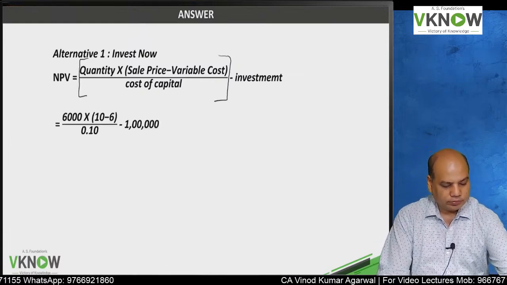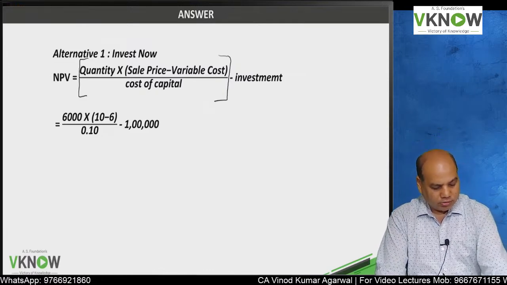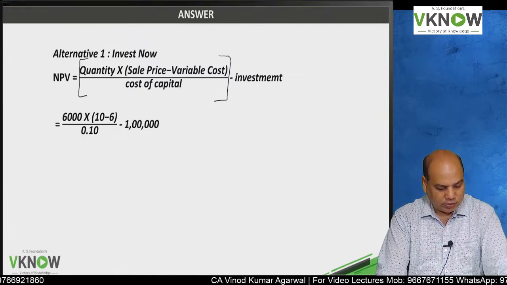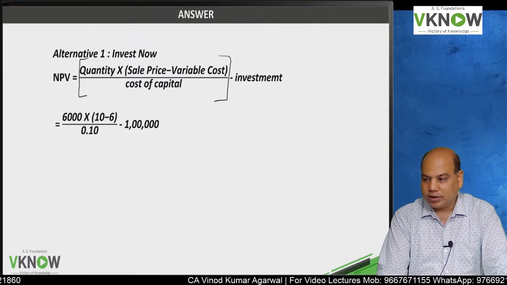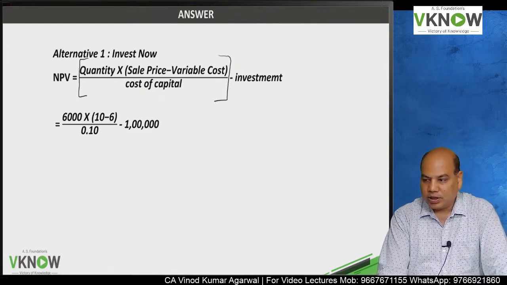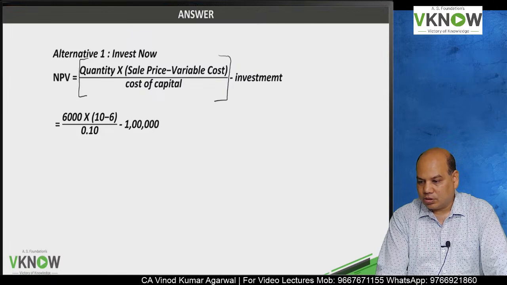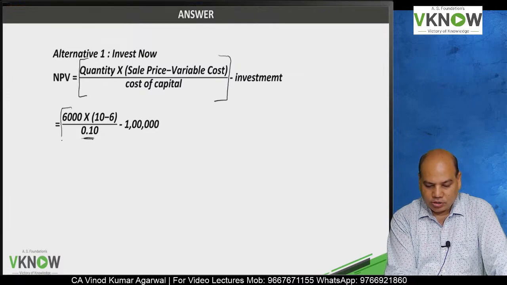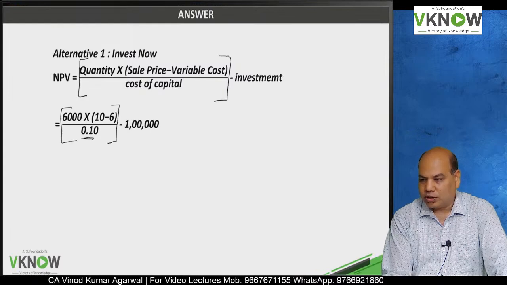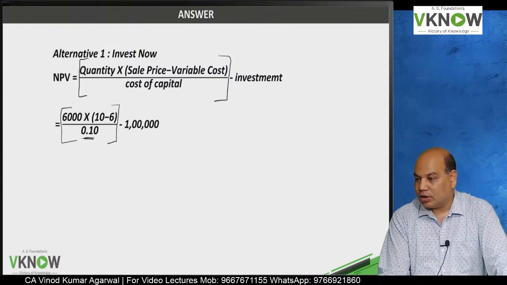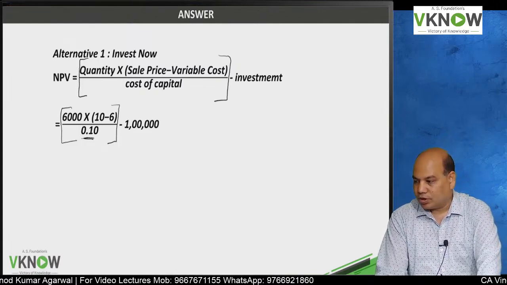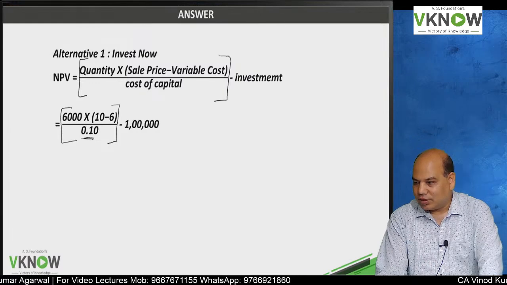Question is in front of you. If you start manufacturing now, you can sell 6,000 quantity into bracket 10 rupees selling price minus 6 rupees variable cost. So that is your annual contribution, divide by 10% cost of capital. This will give you PV of perpetuity minus 1 lakh. Answer please. Come on student, reply. You can do it directly without even calculator also.